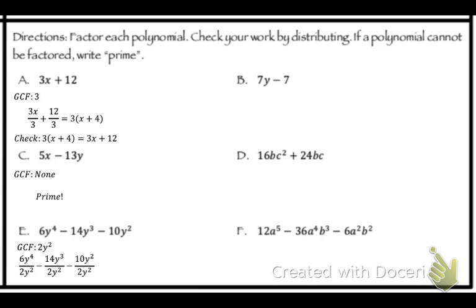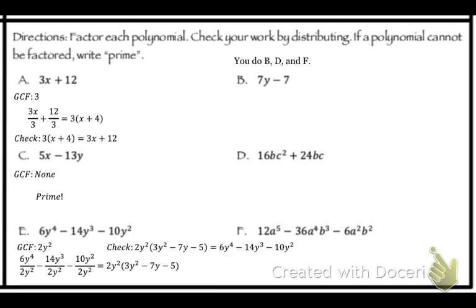Oh, sorry. So we can divide that out. So we divide out 2y squared, and you get 3y squared minus 7y minus 5. Double check by distributing, and you get the same thing, so we're good. You can do B, D, and F. There's the answers to those ones.